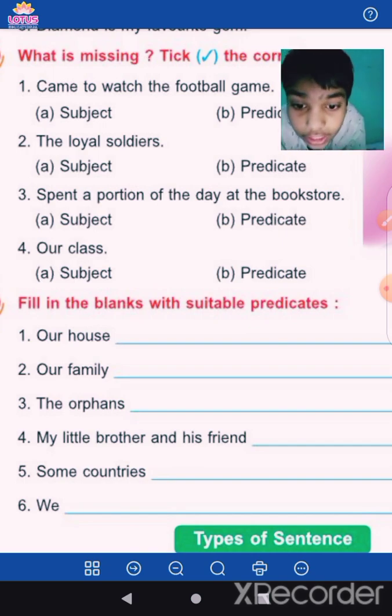The orphans live in an orphanage. My little brother and his friends are playing together. Is predicate. Some countries are small and some countries are large. So are small, from there it's predicate.